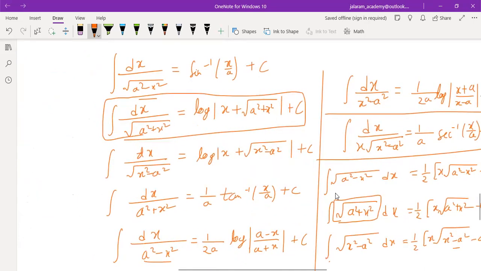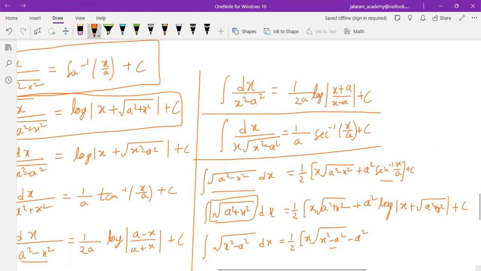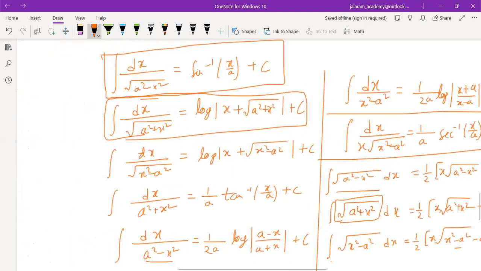And that's why when it is a square minus x square, this must be sin inverse x by a in the second term. Is that clear to you now? Also, log modulus x plus root x square minus a square plus c. Understood everyone? Yes, sir.